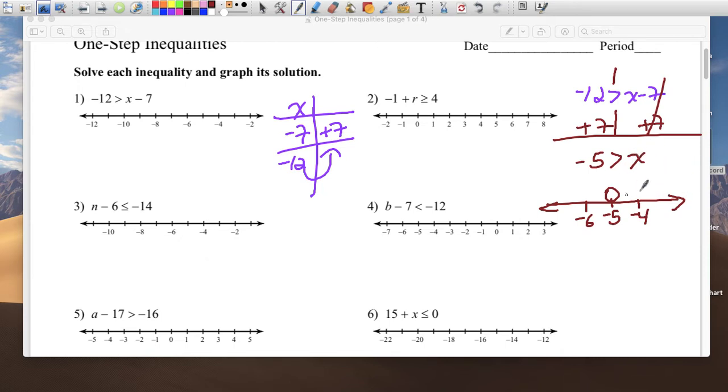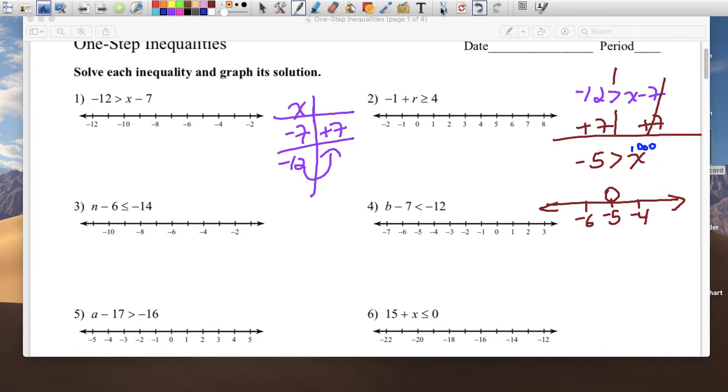So again, if you don't know, I highly suggest pick a large number, 1,000, and just for a second, we put it right here instead of the x. So let me put 1,000, and ask yourself if that makes sense. Is negative 5 greater than 1,000? Obviously, it's not, right? And ask yourself, where is 1,000? 1,000 is on this side, the right, not on the left. So any number to the right is not going to work.